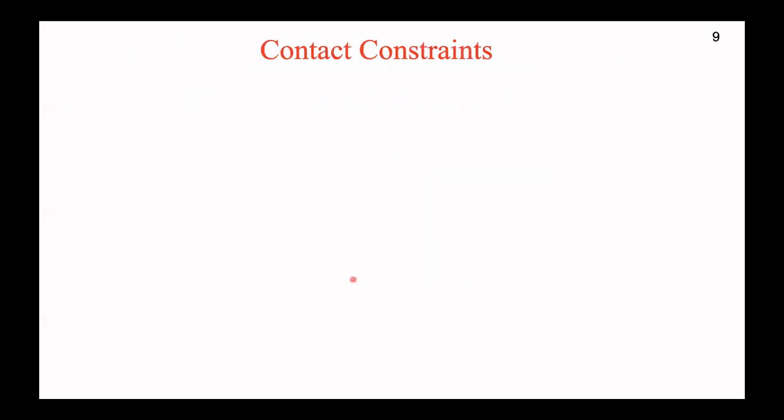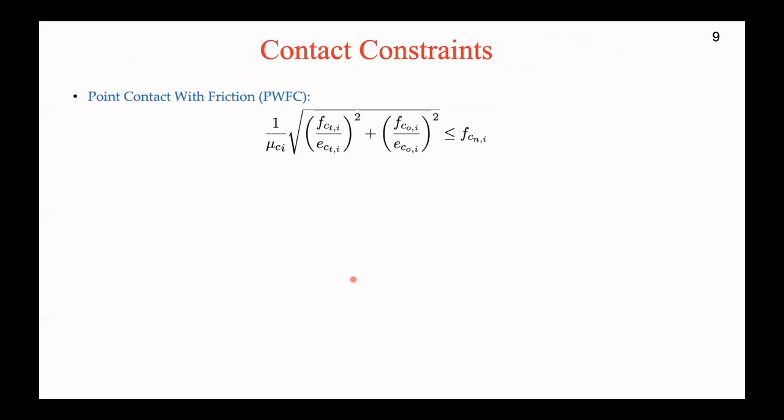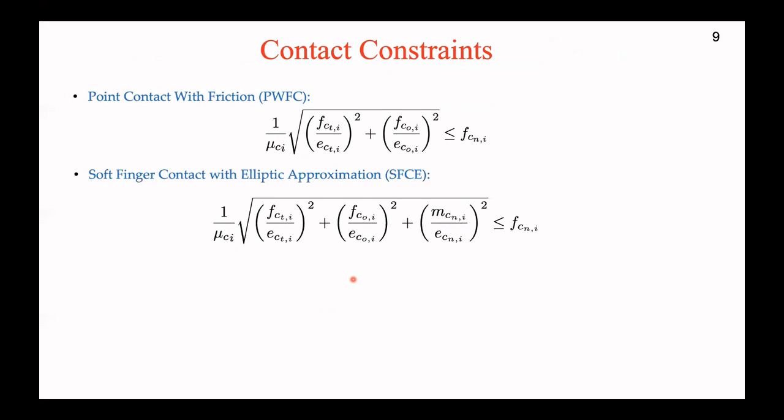Contact constraints. First, we have the contact constraints. The contact constraints are the constraints imposed by the contact model on the forces that arise at the contact locations. In general, we have two contact models: point contact with friction model and the soft finger contact with elliptic approximation. In our paper, we have assumed that the contacts between the object and the environment are point contacts with friction, and the contacts between the object and the manipulator are soft finger contacts. Note that both the friction cones for the point contact with friction model and the soft finger contact model are second order cone constraints.